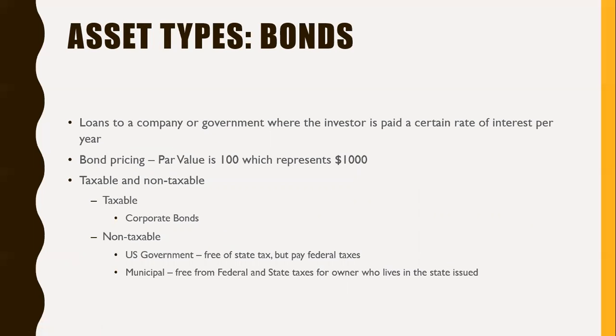The next asset type are bonds. Bonds are considered to be loans to a company or government where the investor is paid a certain rate of interest per year. Bond pricing is based on a par value, which is 100, and that represents $1,000. We're back to taxable and non-taxable. Taxable bonds are corporate bonds. Non-taxable would be U.S. government and municipal bonds.